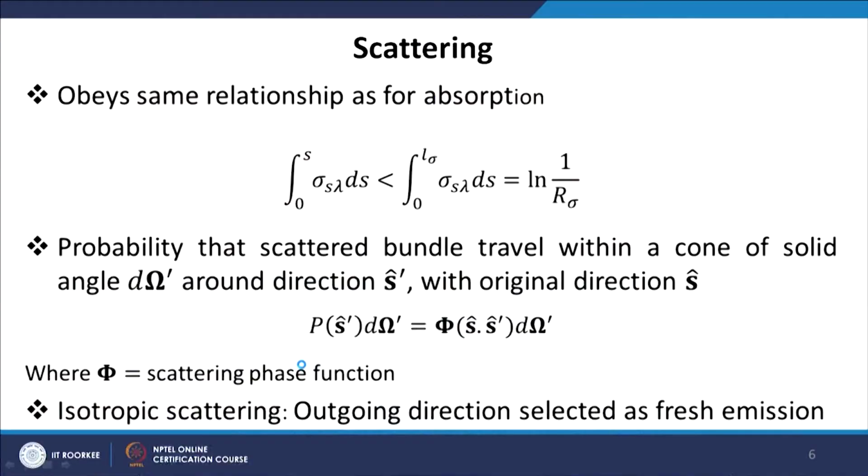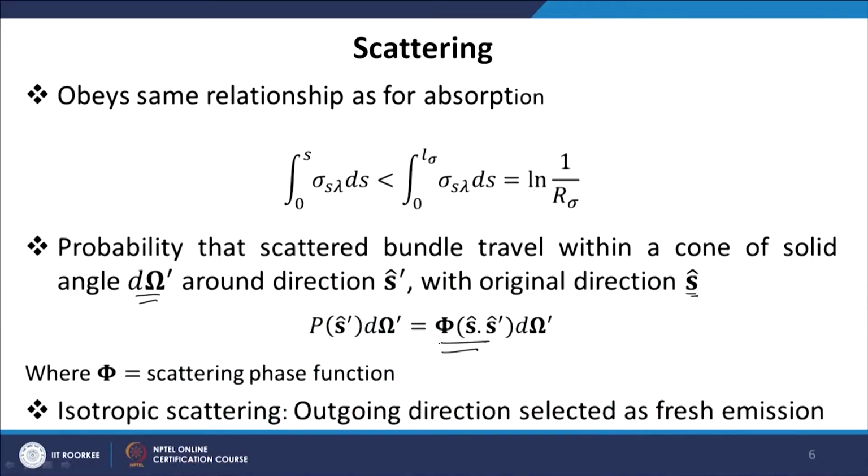Now, after the scattering, the photon may go into any direction given by the scattering phase function. The probability that the scattered bundle travelling in a direction S is scattered into a cone of solid angle dω′ in a direction S′ is given by the scattering phase function. So the scattering phase function is in a sense itself a probability function. The probability of scattering from a given direction S into a given direction S′ is given by the phase function itself.